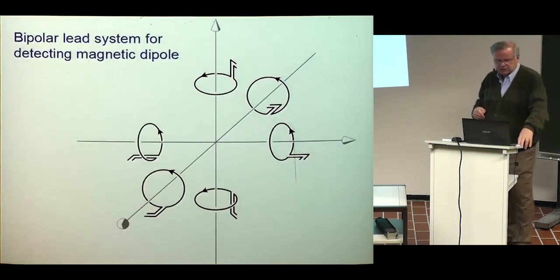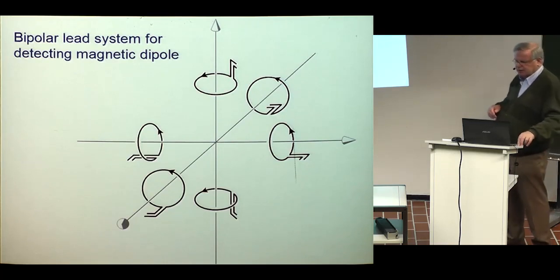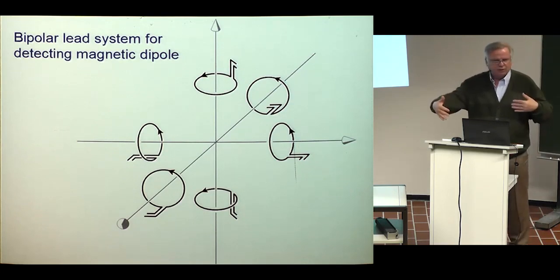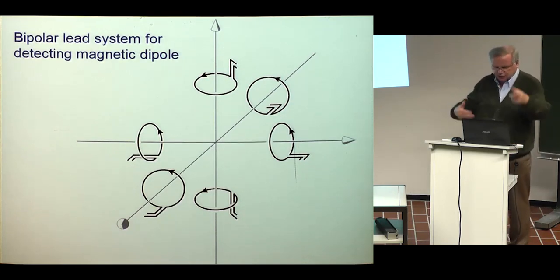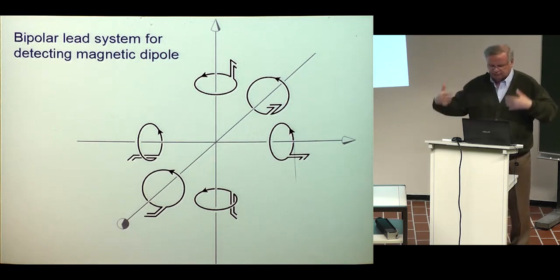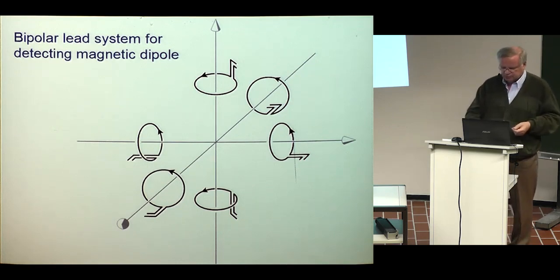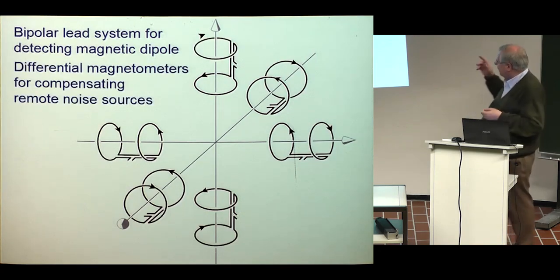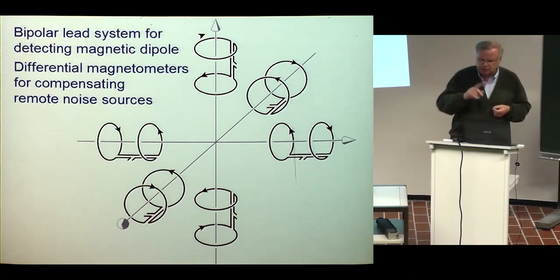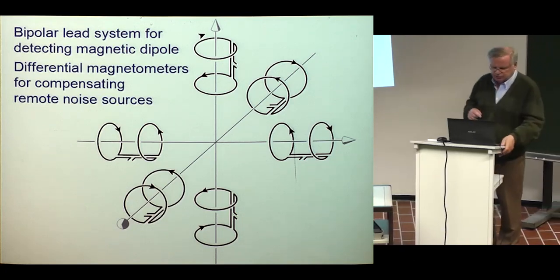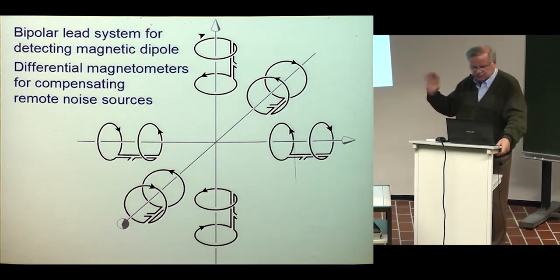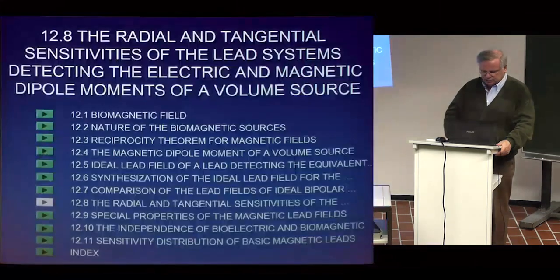So this is the bipolar lead system for detecting magnetic dipole moment, having these bipolar coils. Why bipolar? Just because, as I showed you in the slides, unipolar is possible, but bipolar gives a much better result. In practical situations with these kinds of coil systems, there are double coils, but that's another issue. They are used for compensating noise from remote sources. Maybe this is instrumentation. I don't speak too much about this.